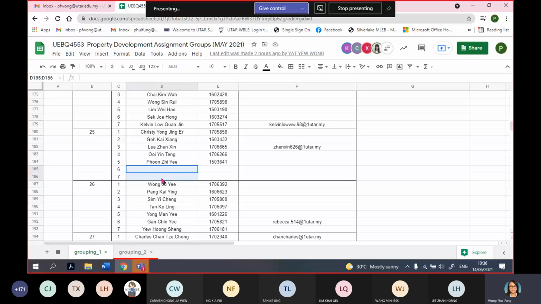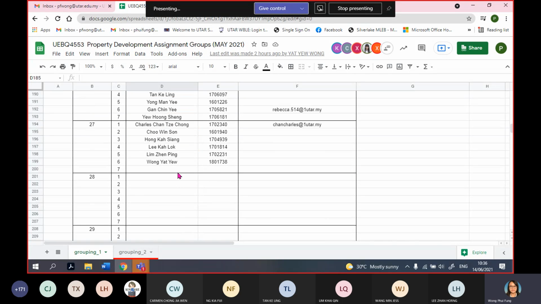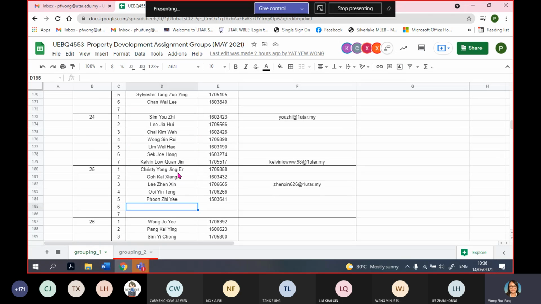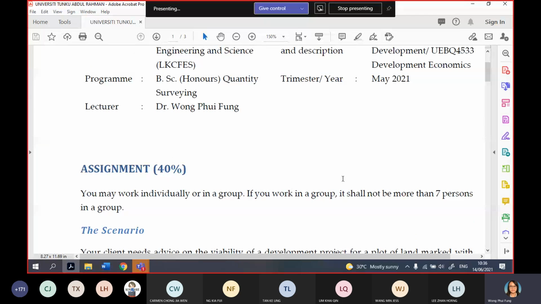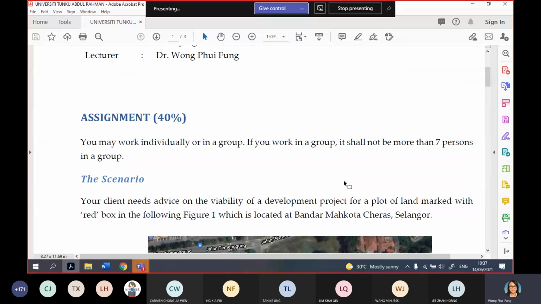Here got 2 space, maybe 20 group 25 can have 2 more. Okay, so I create this Google Sheet is for you, to those who have difficulty to get group member, especially now OTL, you cannot meet your coursemate. So maybe you can ask Zhen Xing whether you can join or not. Okay, so please make sure you have a group, not more than 7 person. Okay, for your assignment is a group work, 40%. So I hope that you can pay more extra effort doing assignment.